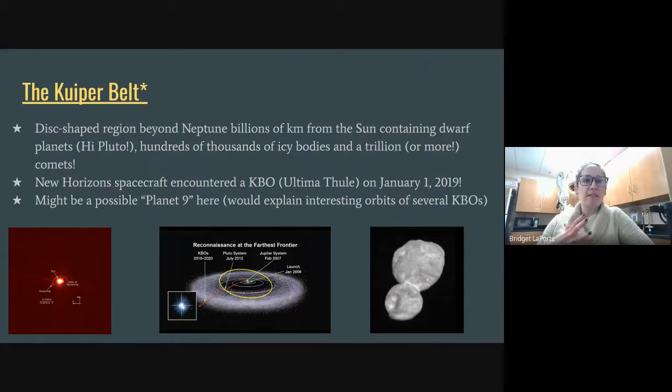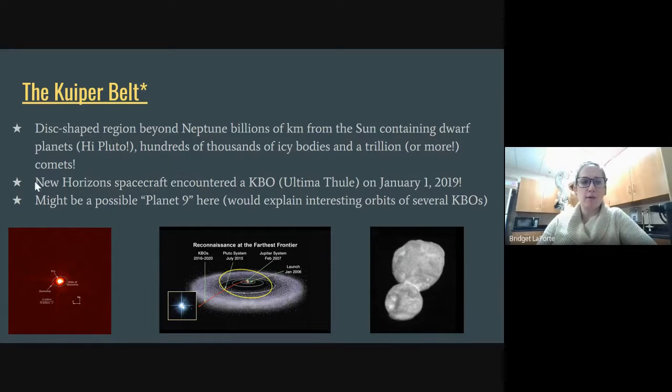Tons and tons and thousands upon thousands of icy bodies. So things that if they come closer to the sun would be considered comets. Rocky bodies, other probably asteroids of some kind. What we refer to them as are KBOs, all right, or Kuiper Belt objects.